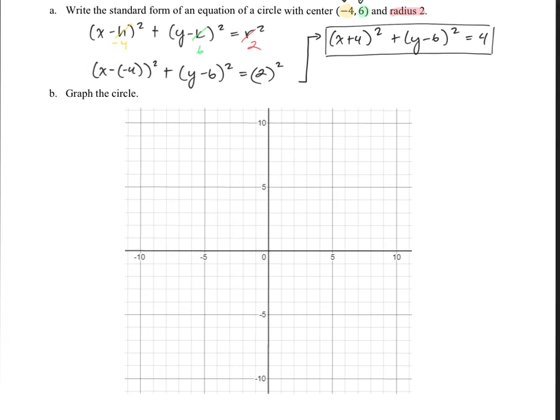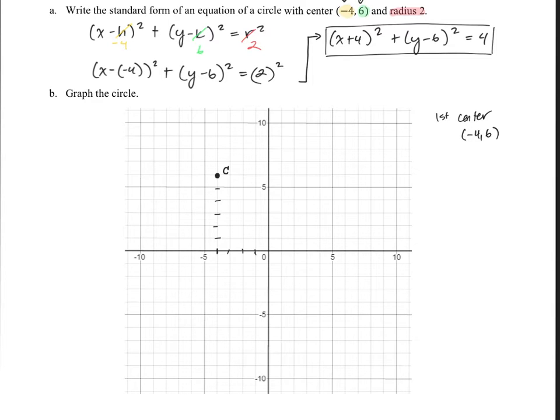So now let's graph the circle. The way I like to graph a circle is first do the center. So what was the center? It was (-4, 6). So let's plot that. -4, 1, 2, 3, 4. And then up 6. 1, 2, 3, 4, 5, 6. There we go. And I'll just label it with a C. You could write the point, but if you write C, that's perfectly fine.